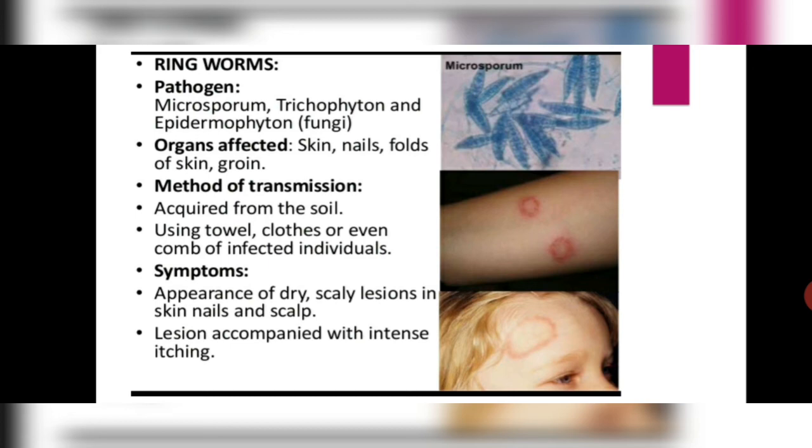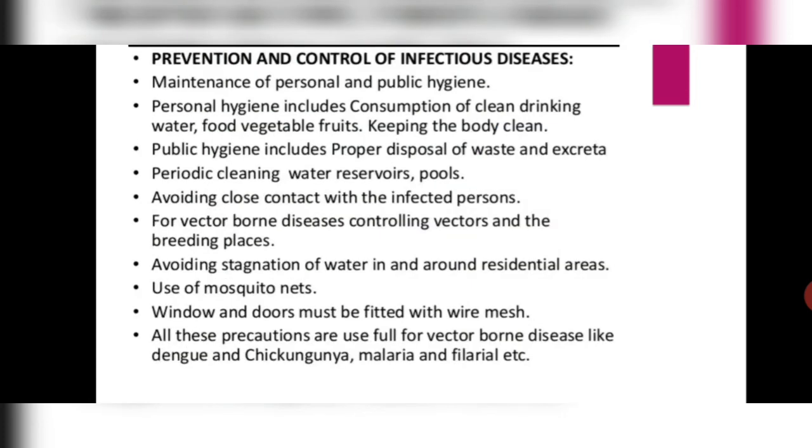The method of transmission is that it is acquired normally from soil, and is fomite borne also, from towels, clothes, etc., a comb used by another person, or various equipment used by another person who is already infected with ringworm. Symptoms are dry, scaly lesions on the skin and on the scalp, and itching is there. Lesions are accompanied by pus formation also.